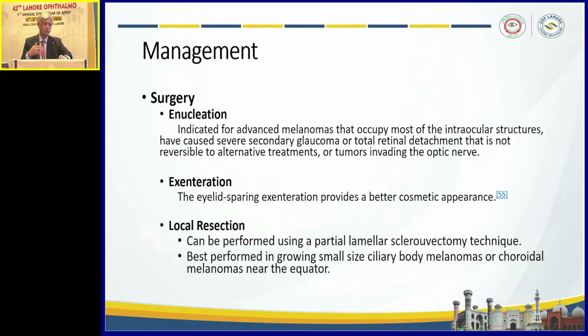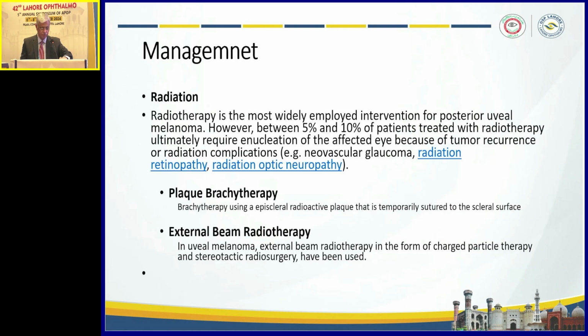If after repeated series of B scans, we see that the tumor is not increasing in size, however in some way it is causing some problem, like cataract formation or glaucoma, but it's not increasing in size, and it is located anterior to the equator, then we can go for local resection. It can be performed using a partial lamellar sclerouvectomy technique, best performed in slow-growing small-size ciliary body melanomas or choroidal melanomas near the equator.